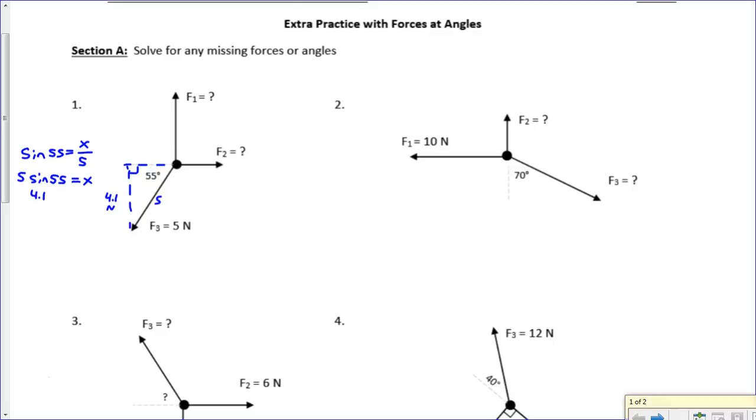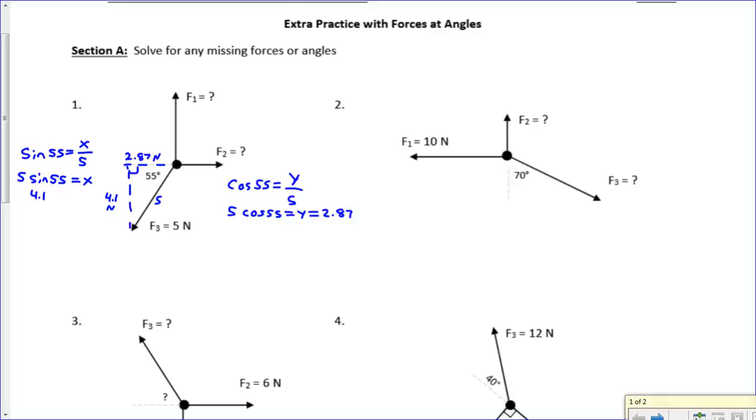In a similar way, we can find the top side by saying that the cosine of 55 is equal to y, our adjacent side there, over 5, which is our hypotenuse. Then we solve that for y, and we get 5 times the cosine of 55 equals y, which in this case is equal to 2.87. So this side is 2.87 newtons.